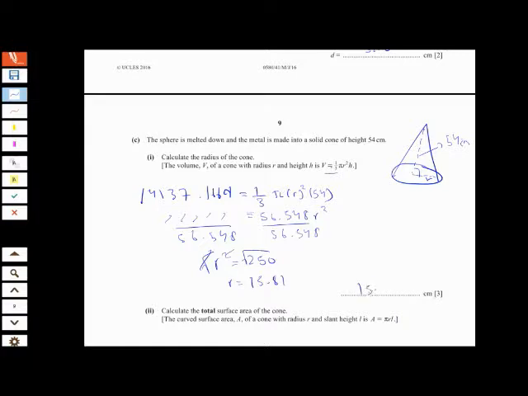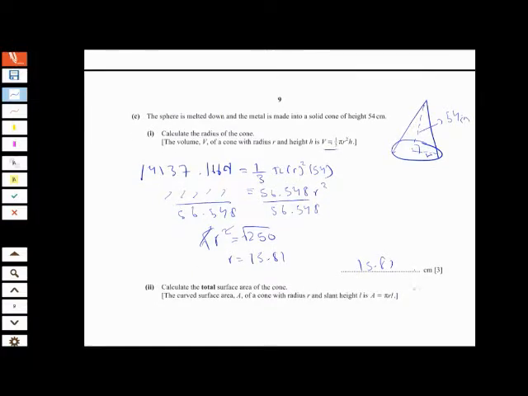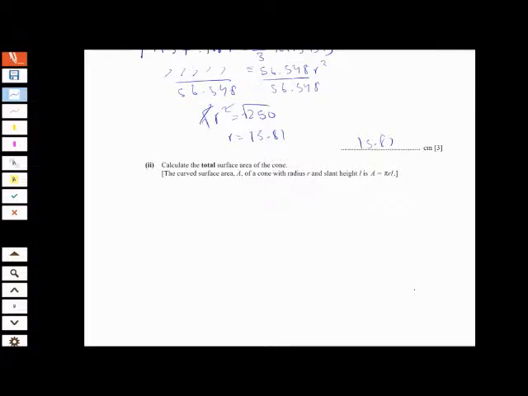Okay, now the next question. Calculate the total surface area of the cone. The surface area of the cone is basically the surface area of the circle plus the curved surface. That's the total surface area. Let's name the circle 1 and the curved surface 2. For 1, the circle, 2 pi r, oh sorry, the area, my bad, 2 pi r is for the circumference. The area is pi r square.